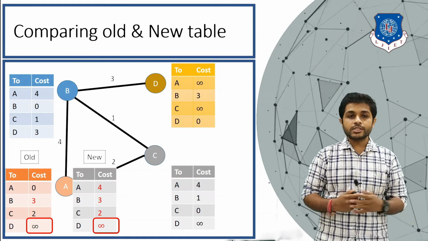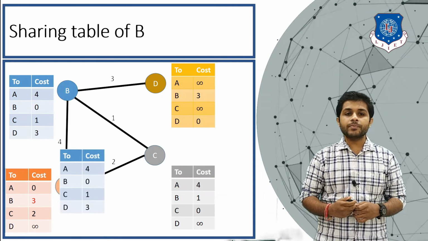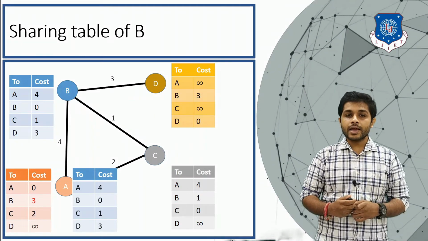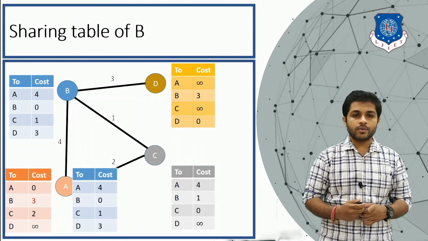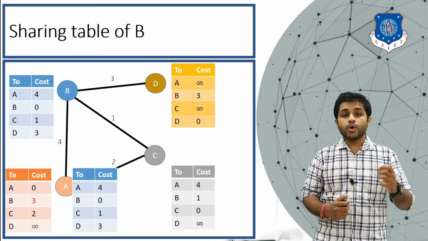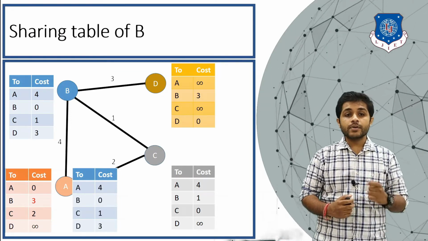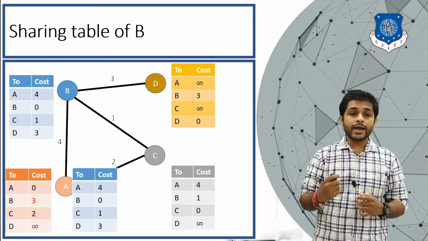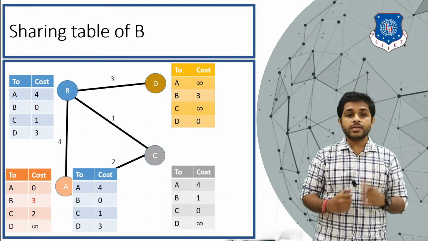Now A will receive the table from device B too. So after receiving B's table, A will add 4 to each and every entry of device B's table. What is the reason behind that? B's table tells you the distance to all the devices from B. So device A knows that if A wants to reach all the devices via B, in that case it has to add 4 to all the entries in B's table because the distance from A to B is 4.